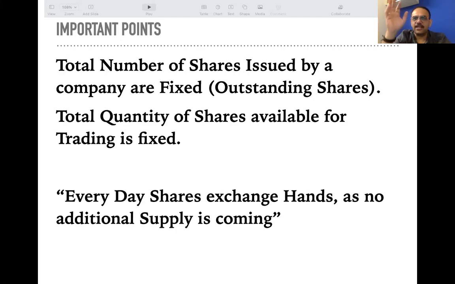So every day within the same set of shares, the shares will change hands. Today I will be having the shares, tomorrow someone else will be having the shares. So every day the shares exchange hands because the number of shares is limited. It is not increasing. It is a fixed number of shares. So every day trading happens, the shares exchange hands, going from one hand to another.